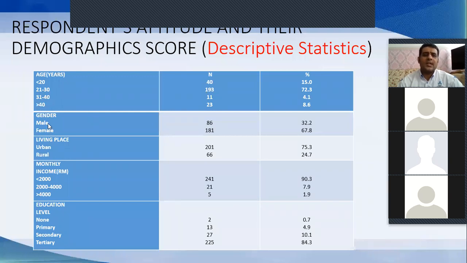Then consider gender: the number of males involved in this study was 86, and the percentage is 32.2%. For females, 181 females were there, and the percentage was 67.8. Similarly for urban and rural area, monthly income, and education level. So this is considered descriptive statistics. In this analysis, we only give n and percentage, only the number and their percentage. Only a few details we have given.